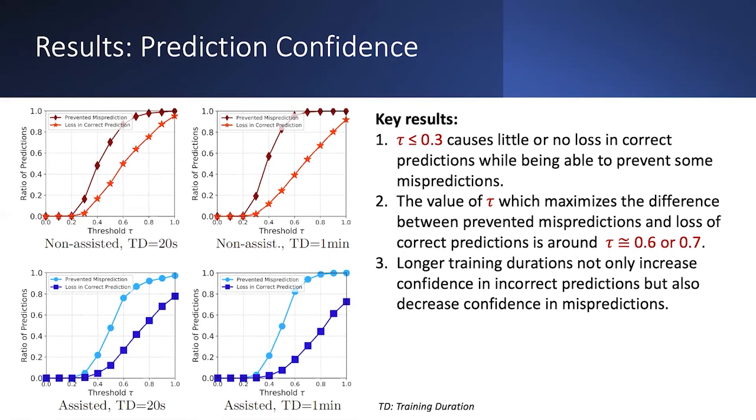We observed that tau less than 0.3 causes little or no loss in correct predictions, while being able to prevent some mispredictions. On the other hand, the value which maximizes the difference between prevented mispredictions and loss of correct predictions was around tau equals 0.6. Basically, this was the value we used in most of our reported results. In addition, longer training durations not only increased the confidence in correct predictions, but also decreased confidence in mispredictions.